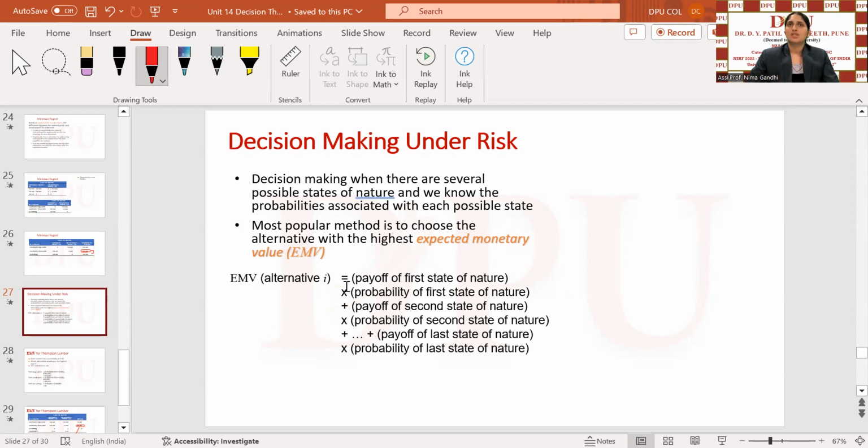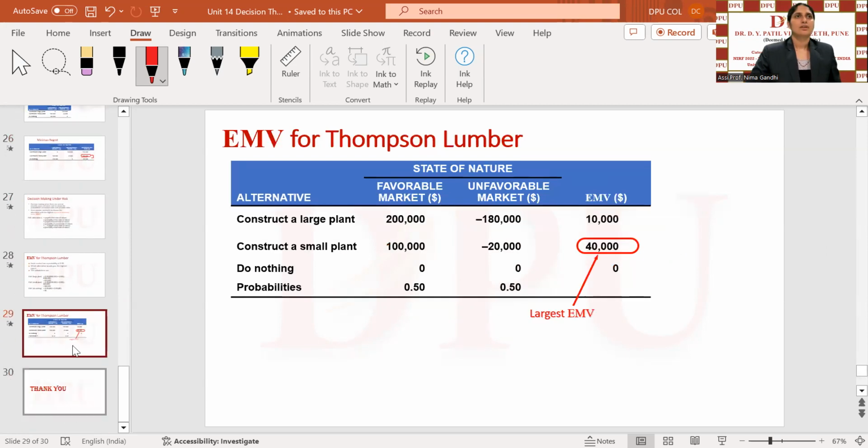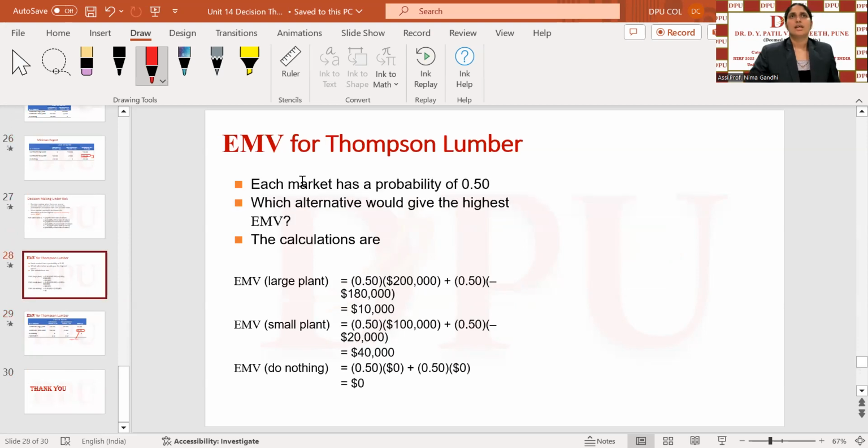Payoff of the first state of nature into probability of the first state of nature. We know the probability that the market remains favorable, and we know the probability that the market remains unfavorable. Accordingly, we do the calculations and find the values here. In this particular problem, each market state has a probability of 50-50. So the probability that the market remains favorable is 50%, or 0.5, and the market remaining unfavorable is also 0.5.